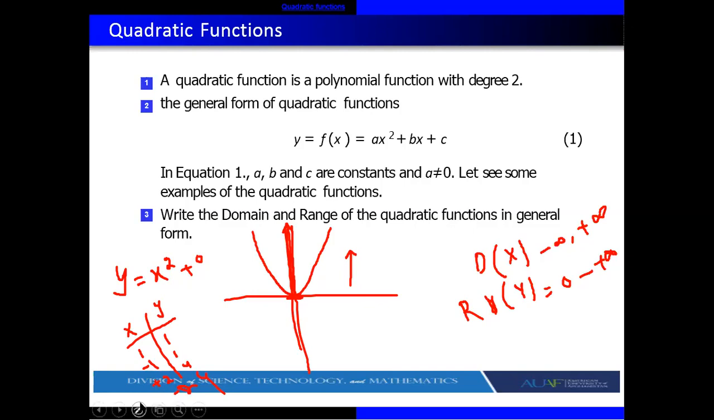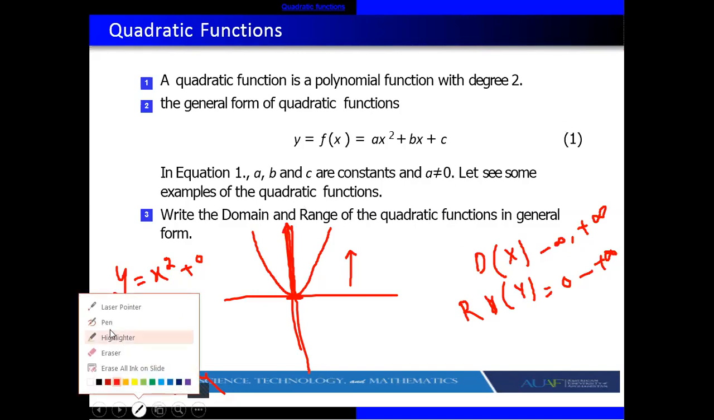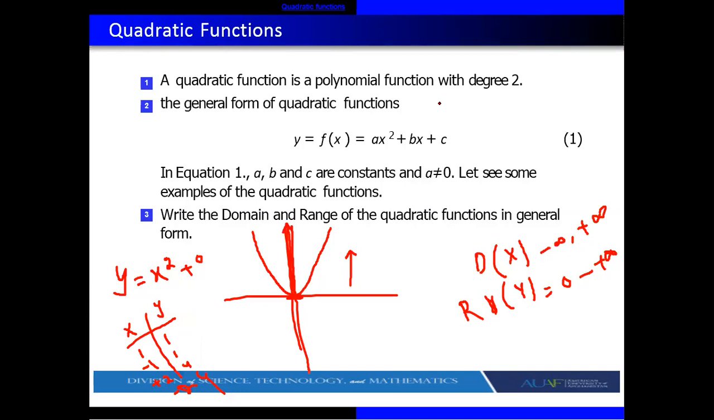Okay, let's suppose we are given another function, y is equal to x square plus 1. So what will be the graph of this function and what will be the domain and range of this function?